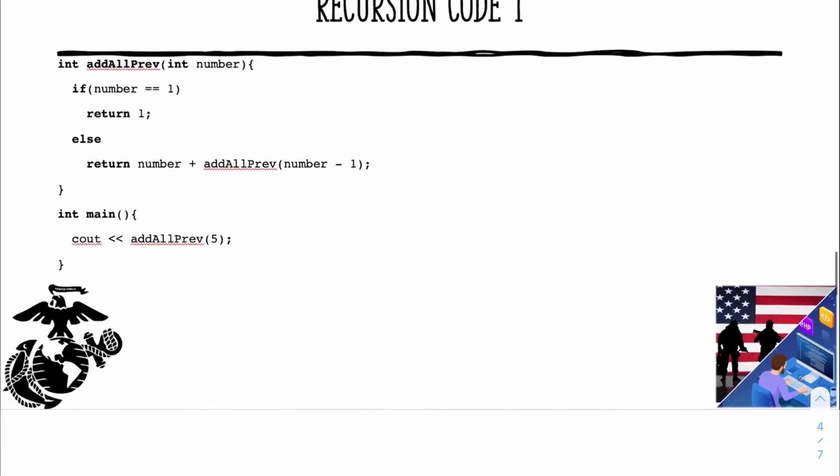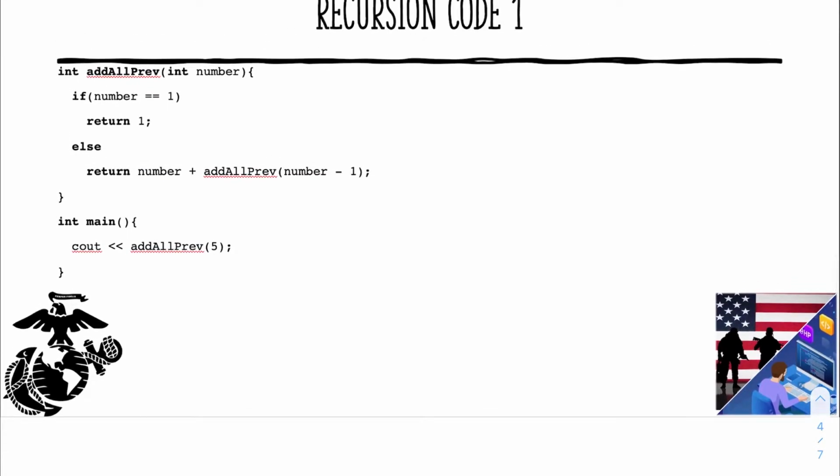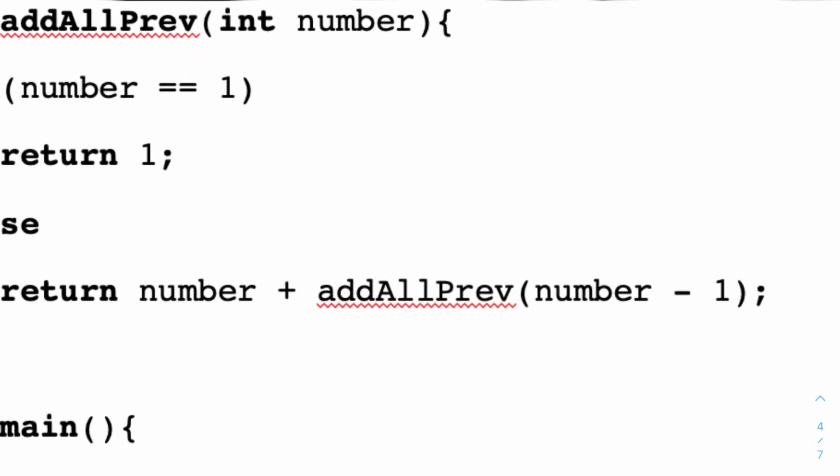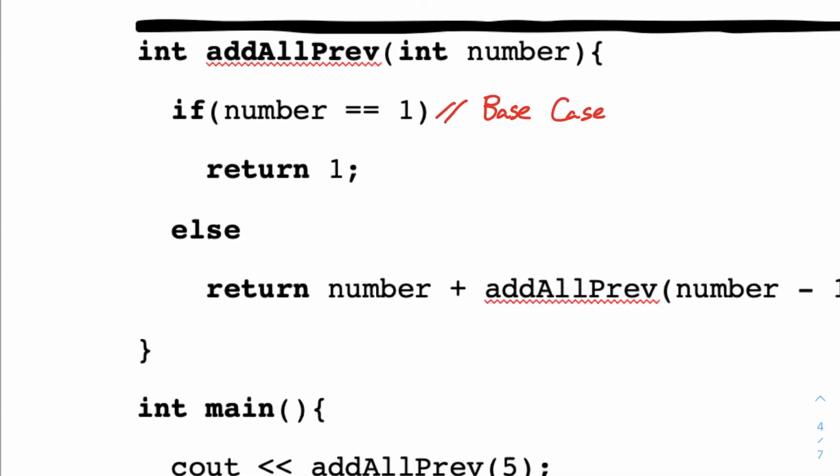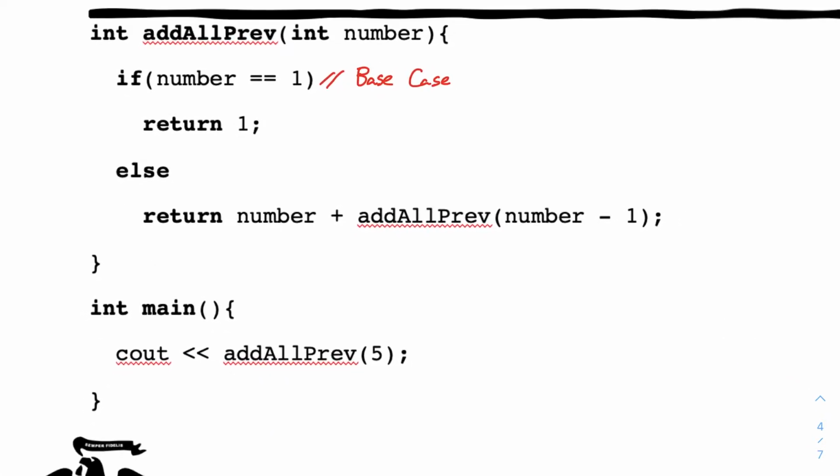So now let's get into a recursive code example. Here we have addAllPrevious. The function returns an int, addAllPrevious takes in an int number, and here is the base case. If number equals 1, return 1. This breaks us out of our recursive function call.